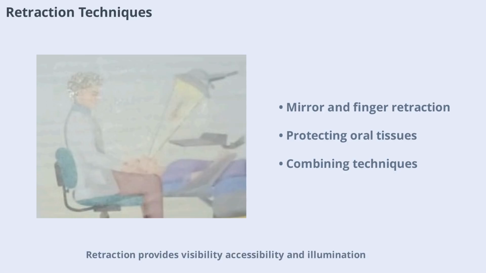Retraction provides visibility, accessibility, and illumination. Effective methods include using the mirror to deflect the cheek, fingers of the non-operating hand to retract lips, and the mirror alone to retract lips and cheek. The mirror can also be used to retract the tongue. Combining these methods ensures optimal access and protects the angles of the mouth from irritation.